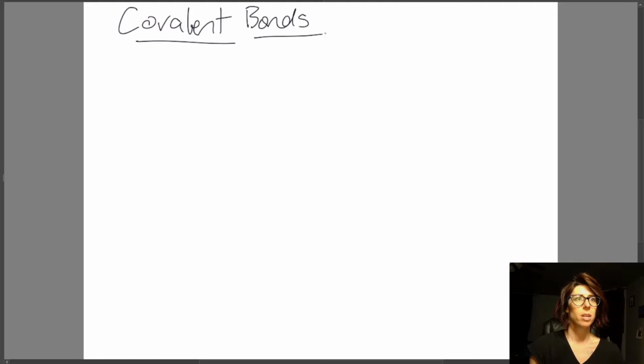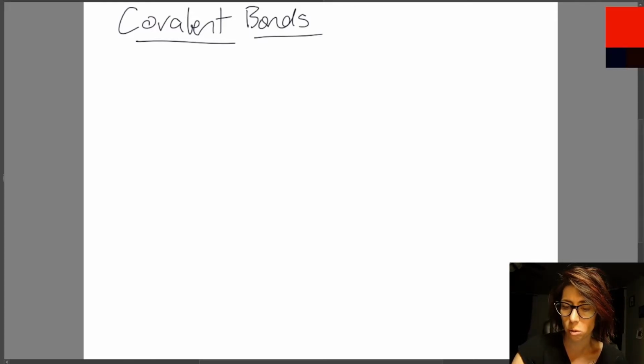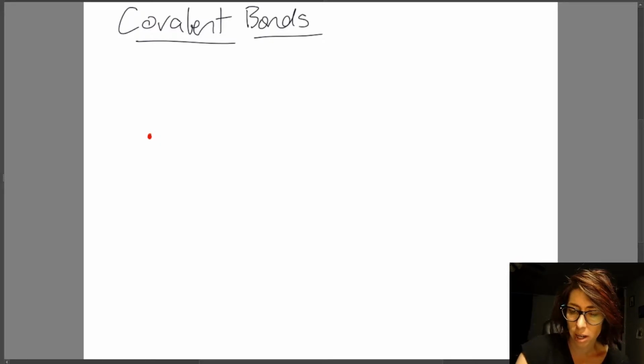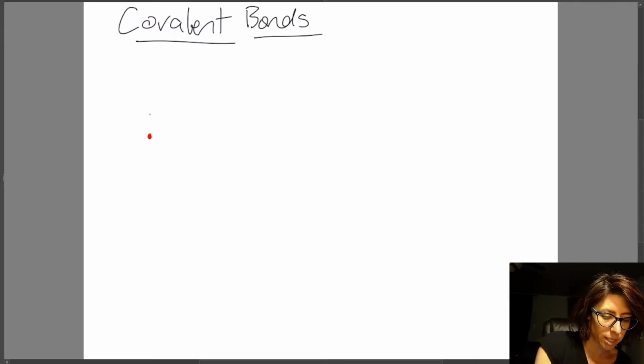Covalent bonds. All right, let's start with hydrogen because hydrogen's easy and we've talked about it before. So remember, hydrogen has an atomic number of 1, and so it has 1 proton in its nucleus. And that 1 proton attracts 1 electron. Okay. But it has 1 empty slot.